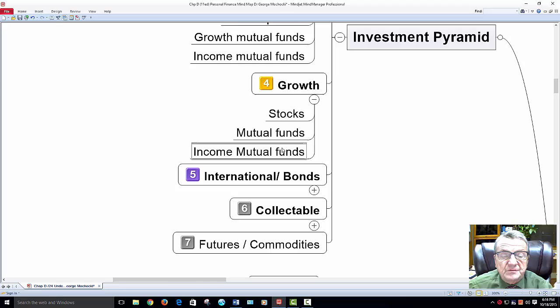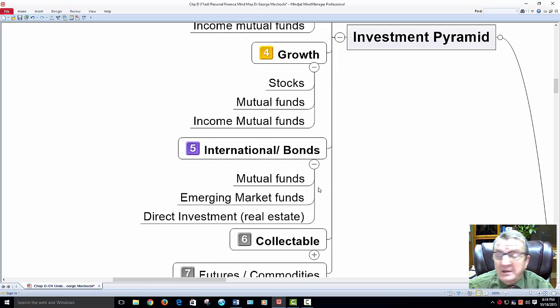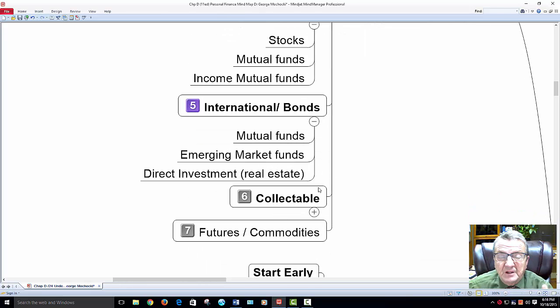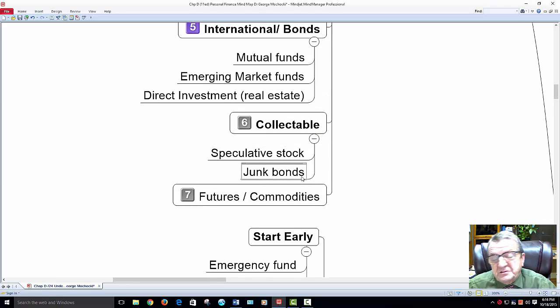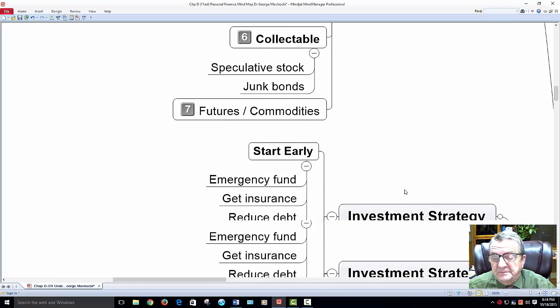The growth, stocks, mutual funds, income mutuals, international bonds are good ones. A lot of times right now we're not paying much here, so a lot of even U.S. investors are investing overseas. If the Federal Reserve raises the rates, it costs me more, but more people invest in here because our bonds and our treasury notes will be worth more to them in investment. Right? To get more, we'd have to pay a higher interest rate. Okay, collectibles, speculative stocks, junk bonds, always a risk, and futures commodities.